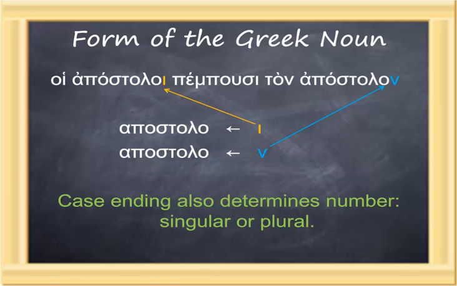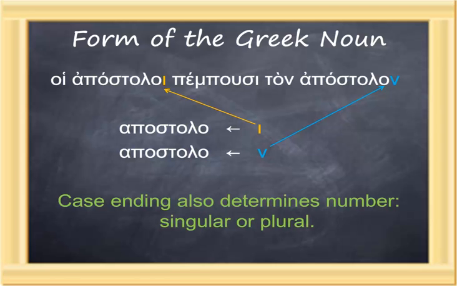This is a lot like how English works. We often inflect or change the ending of an English noun to make it plural. Toy becomes toys, or woman becomes women.